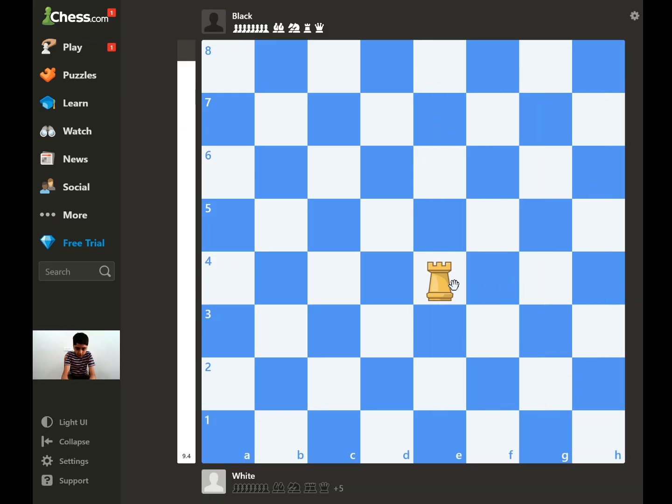You may be thinking, why are we learning these concepts when we are studying the rook? Because you can see the rook controls straight lines, right? So it is an important concept because, as you can see here, the rook covers the fourth rank and the E file. It covers both of them. That's why it is a necessary concept when we are studying the rook.